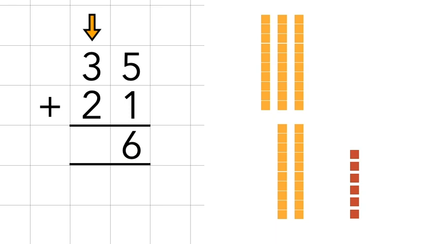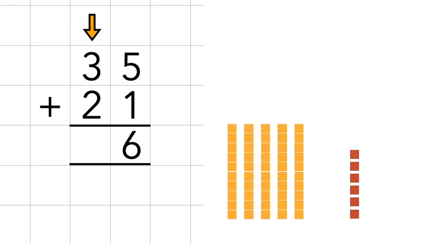Now we move on to the tens column. 3 tens, 30, add 2 tens, which is 20. Altogether, that's going to be 5 tens, which is 50. So we're going to put a 5 in the tens column, meaning the overall answer is 56.